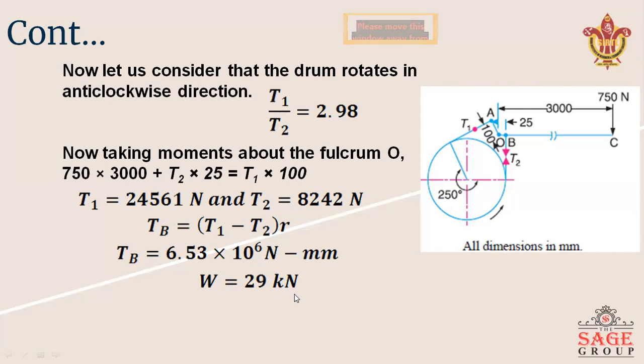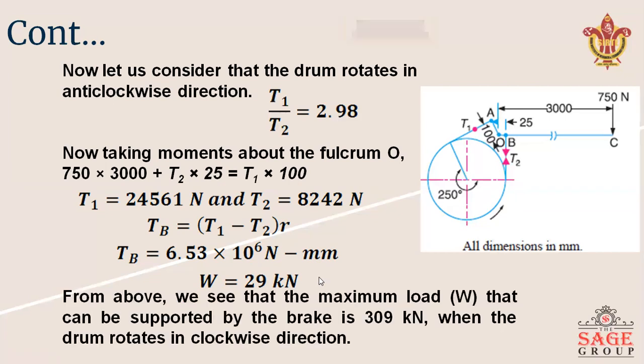So from this we see that the maximum load W that can be supported by the brake is 309 kilonewton, when the drum rotates in the clockwise direction. That means the answer is 309 kilonewton.